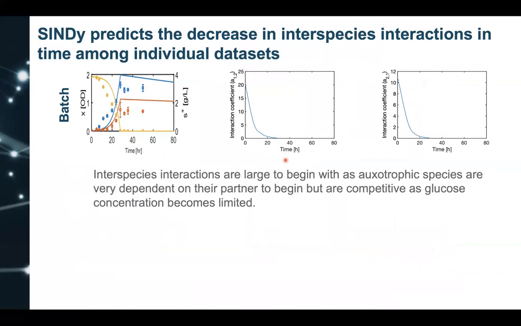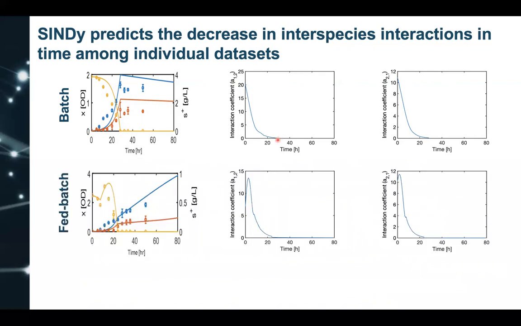SINDy predicts the decrease in interspecies interaction in time among individual data sets. When we build our model using a batch data set, we see these decreasing interaction coefficients for both A12 and A21, that is for both species. And this does make sense because interspecies interaction should be large to begin with. They're auxotrophic species, meaning that they're very dependent on their partner to begin growth and thus should have high interaction. But as time goes on, glucose becomes more limited. As glucose becomes more limited, we have more competition. With more competition, lower interaction coefficient.